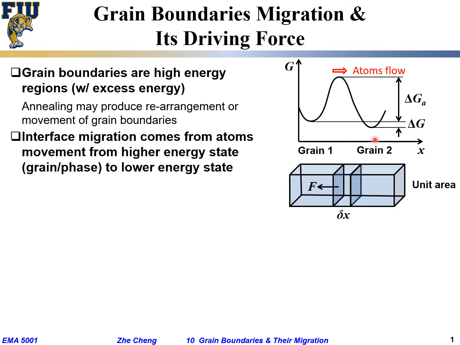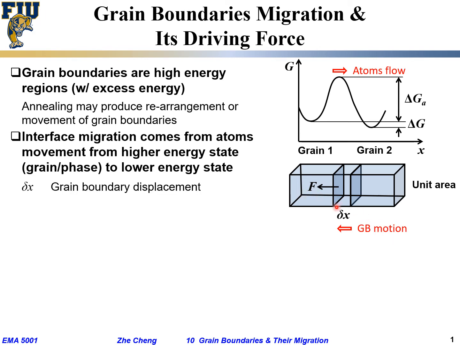From a geometry point of view, I still have grain 1 on the left and grain 2 on the right. When the atoms move from grain 1 to grain 2, it's actually as if the grain boundary is moving backward, right? Makes sense? Grain 2 is getting larger, while grain 1 is getting smaller. The motion is this one.